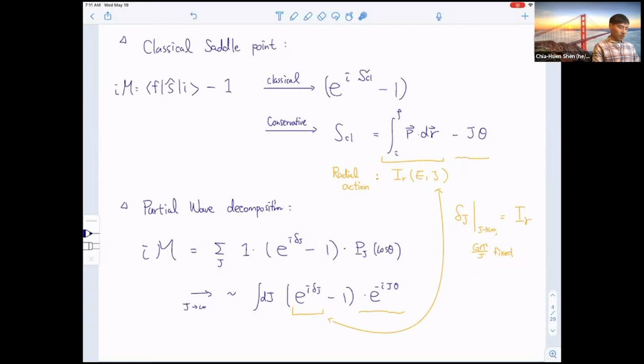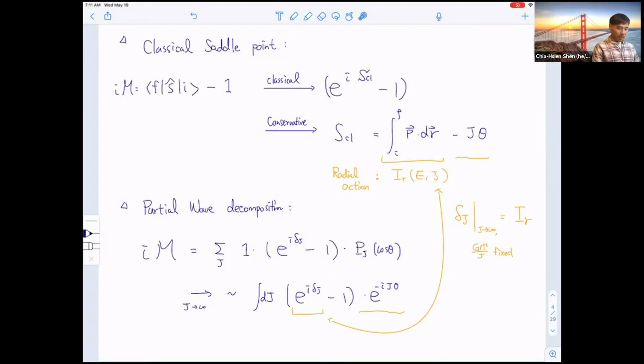So we can compare this with the partial wave decomposition of the scattering amplitude. And I will explain more where this is coming from. But you can write the amplitude in terms of this partial wave phase shift, and also decompose them into the Legendre polynomial. And in the classical limit where the angular momentum is large, this Legendre polynomial reduces to this e to the ijθ. And we also have these phase shifts here as a function of angular momentum and total energy.